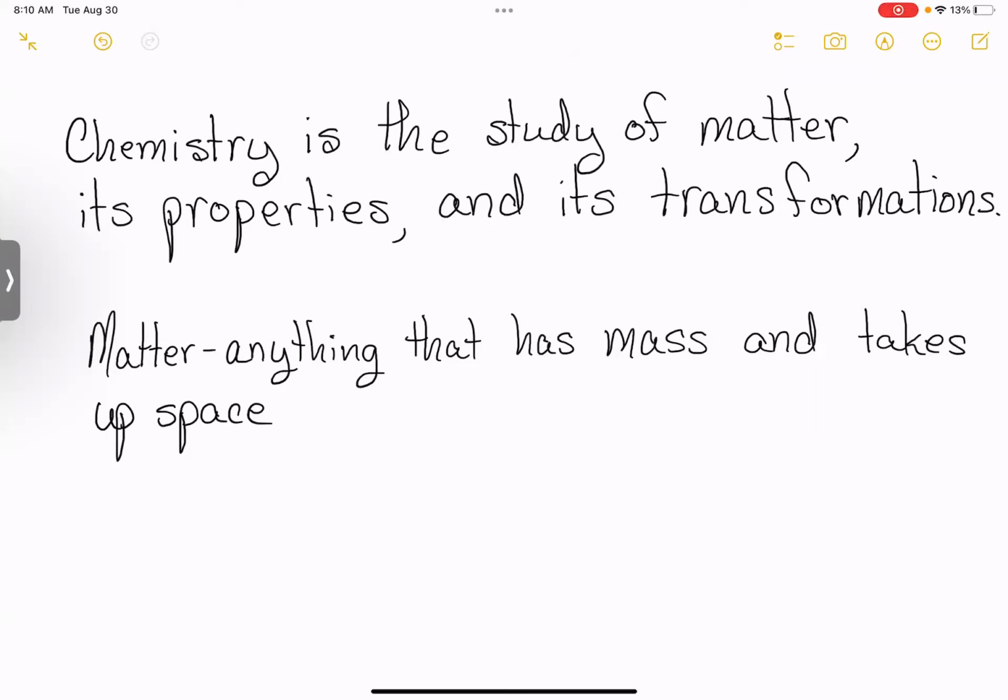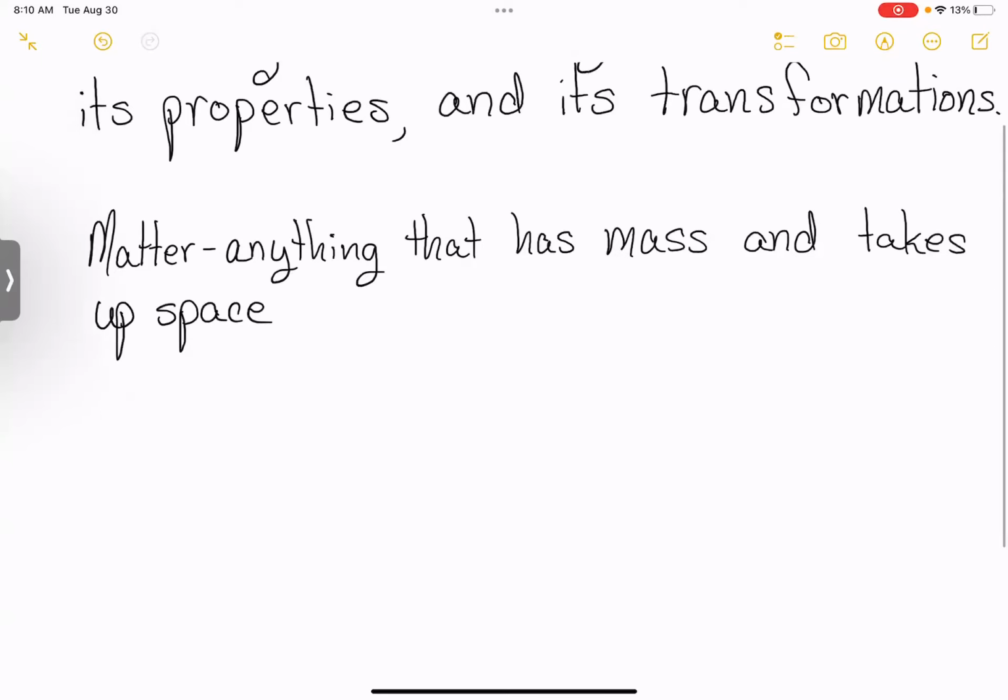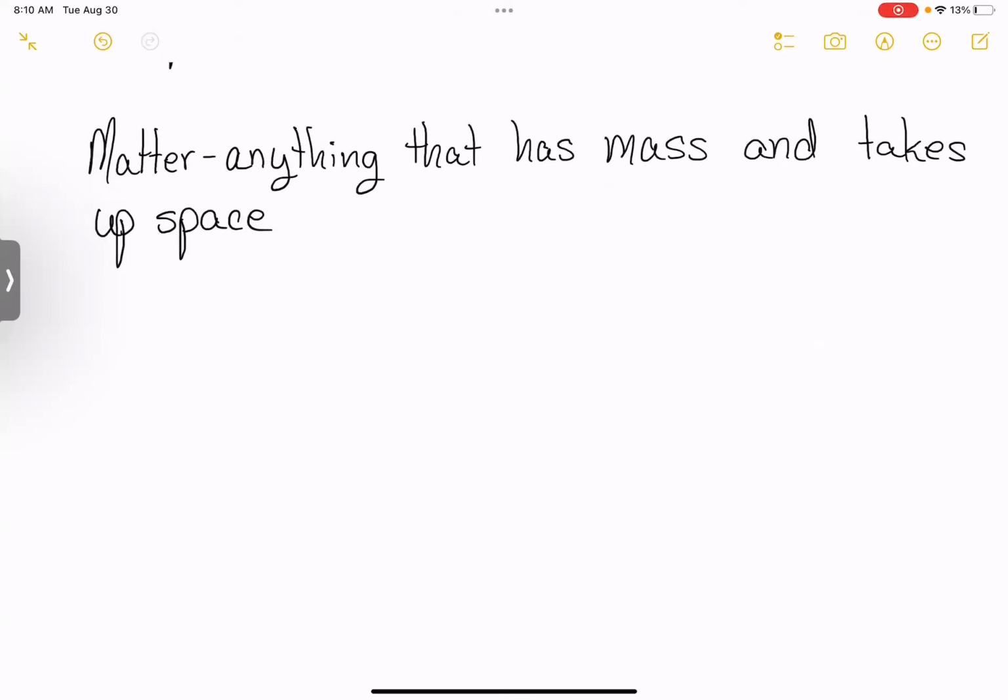So chemistry is the study of matter, its properties, and its transformations. Matter is anything that has mass and takes up space. We perform chemistry up in the laboratory, so making measurements correctly is important. So we spent time on Thursday.